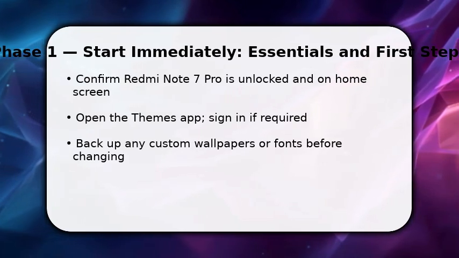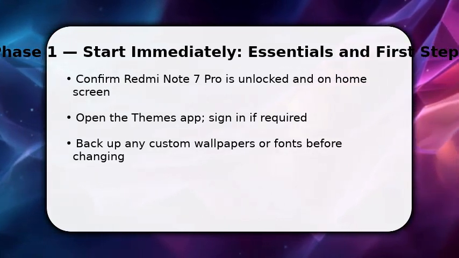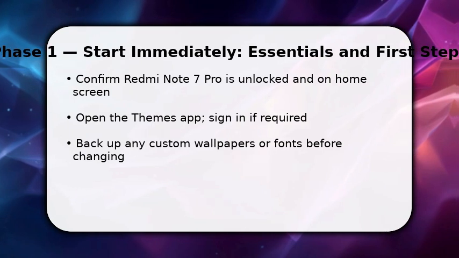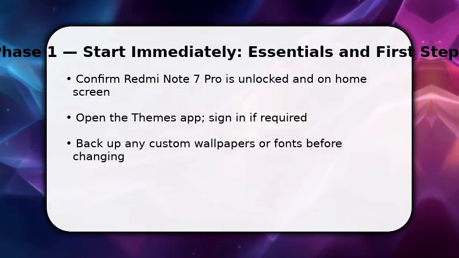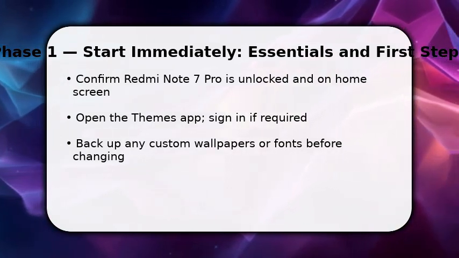Enjoy the video. You start by opening the Themes app so you can remove the active theme. Make sure your phone is unlocked and on the home screen. Once the app loads, check the top for your account. Sign in only if prompted.